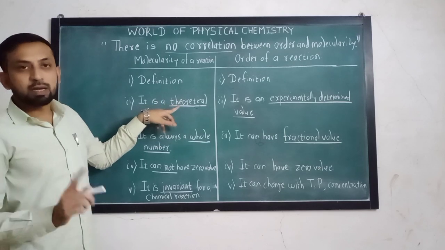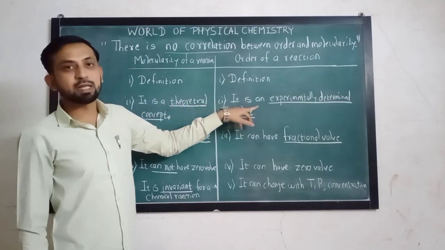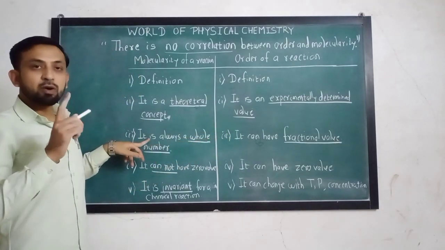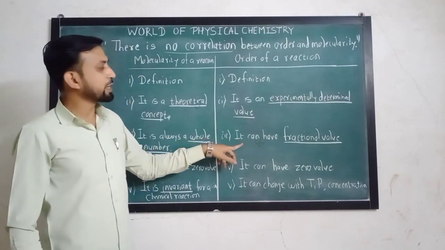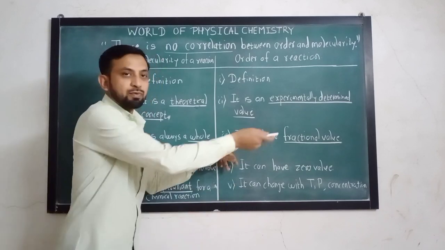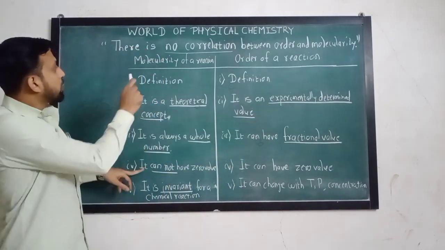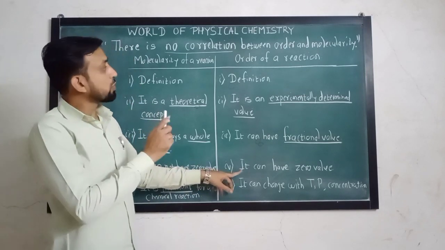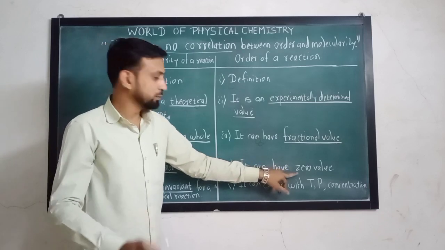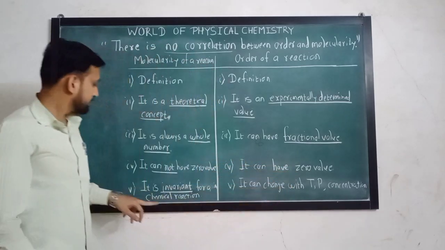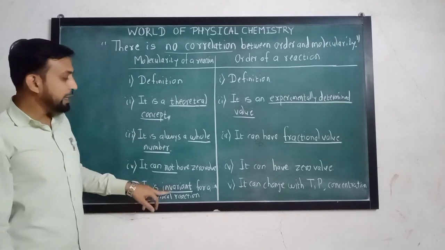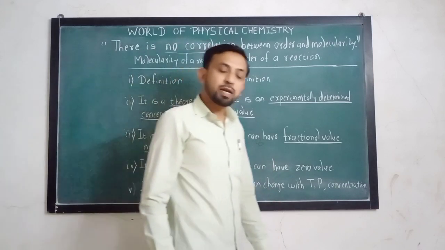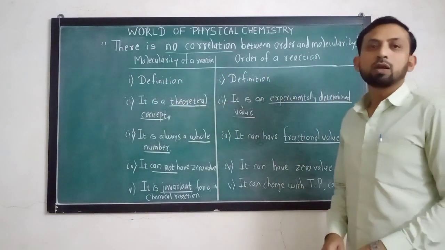Molecularity is a theoretical concept, while order of reaction is an experimentally determined value. Molecularity of a reaction is always a whole number, but order of reaction can have a fractional value, as we discussed earlier. Molecularity of a reaction cannot be zero, but experimentally it is found that order of reaction is zero for some particular reactions. Molecularity of a reaction is invariant for a chemical reaction. Order of reaction can change with the change in temperature, pressure and concentration.